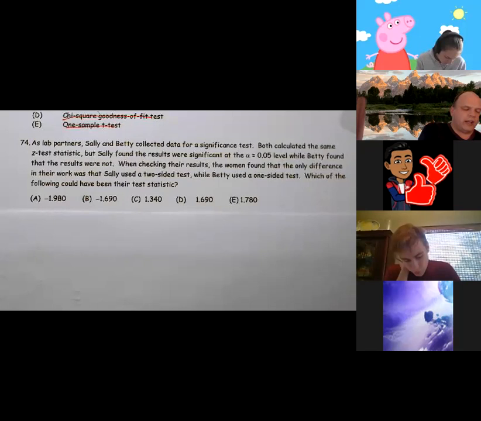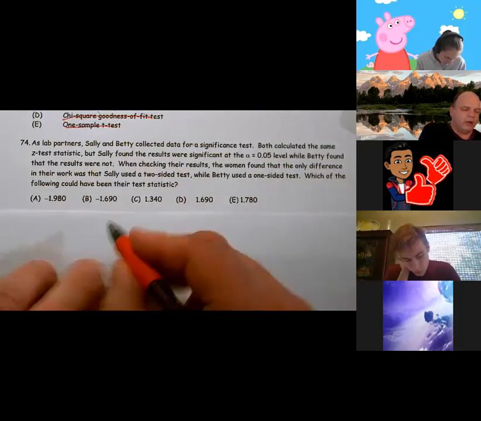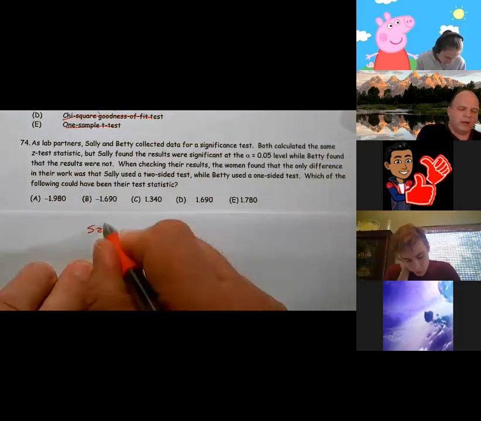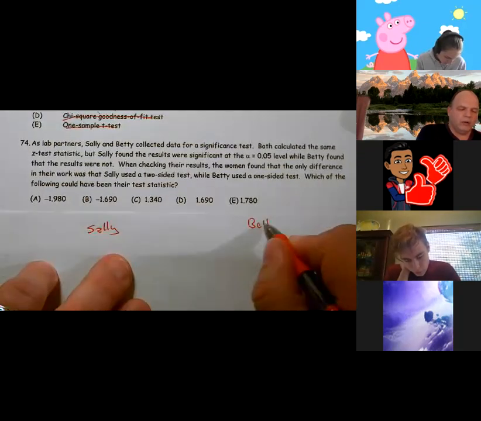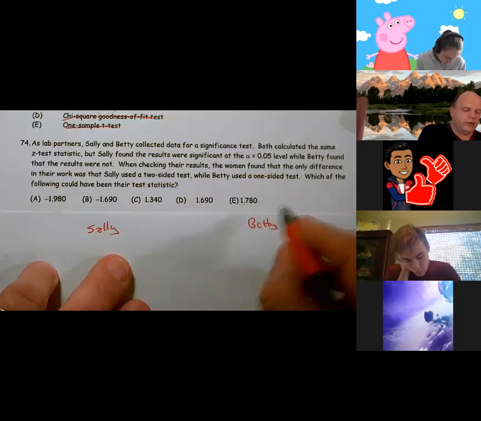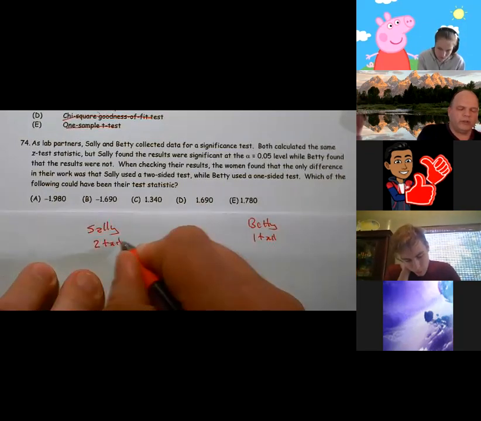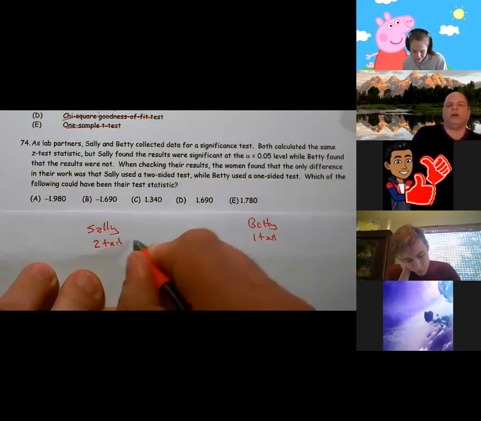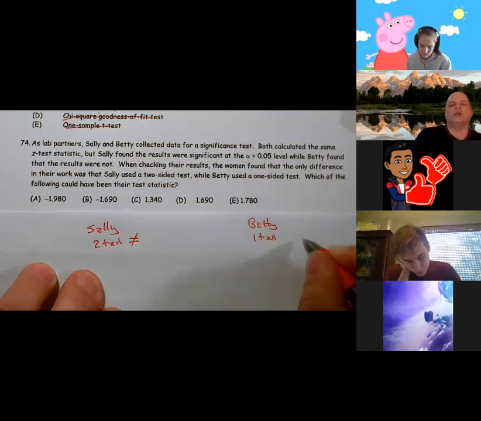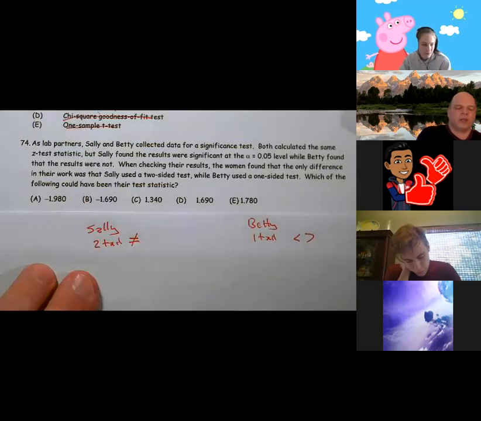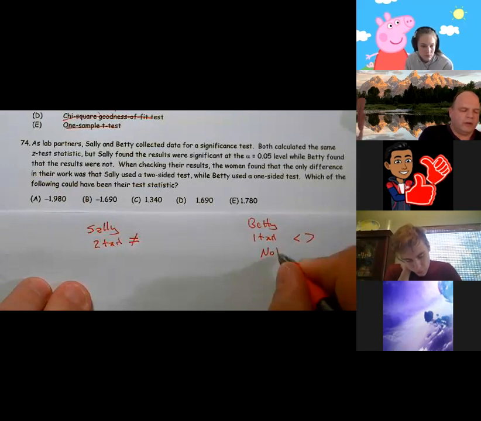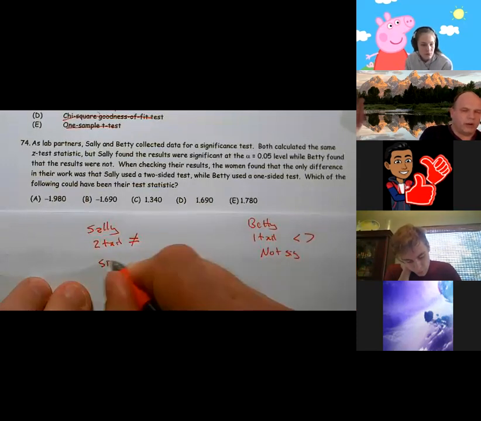So let's set this out. Sally, Betty. This is one tail, this is two tail. So this is going to be a not equal, and this is going to be either a less than or greater than. We don't know which. Not significant. And this one said they were significant. So let's start this off.